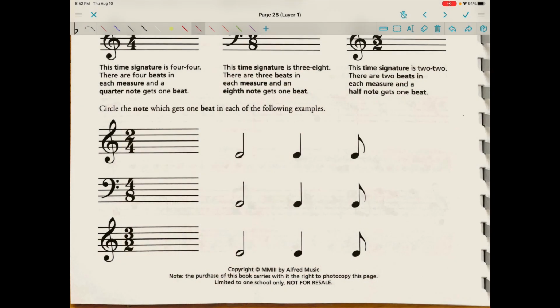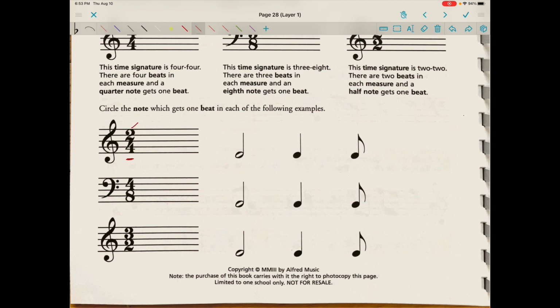Continuing with Unit 2, which is our rhythm unit, Lesson 6 on time signatures. First, we're just going to read this time signature together. So you would read this as 2-4 time, or you could say our time signature is 2-4. It says circle the note which gets 1 beat in each of the following examples. So it would be the beat or pulse note.